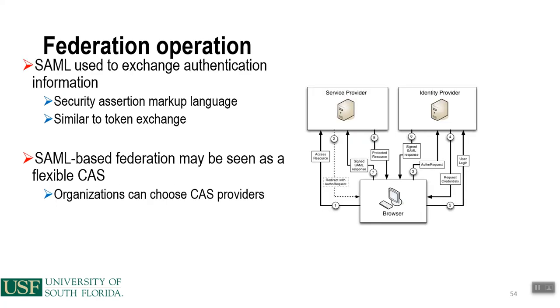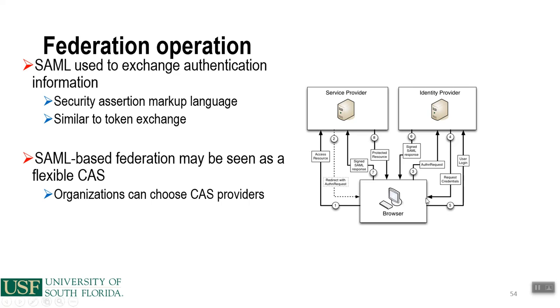So SAML is used to exchange authentication information. It's what's called Security Assertion Markup Language, and it's similar to token exchange. SAML-based federation can maybe be seen as a flexible CAS, so organizations can choose CAS providers. And so you can see how it's broken down right here. The first step would be to request the access. The second one would be redirecting. And then the third one would be the authentication request to the identity provider, just to make sure that the identity is who they say they are.